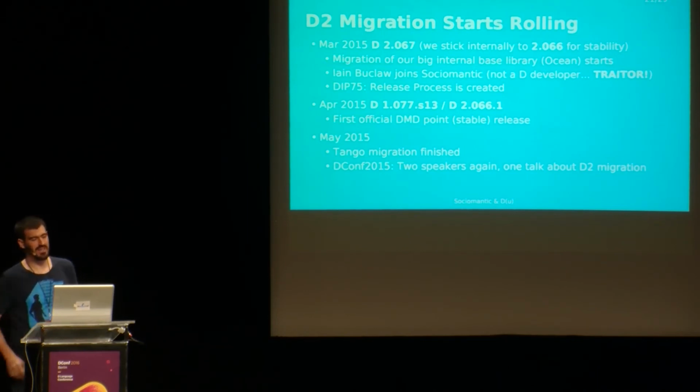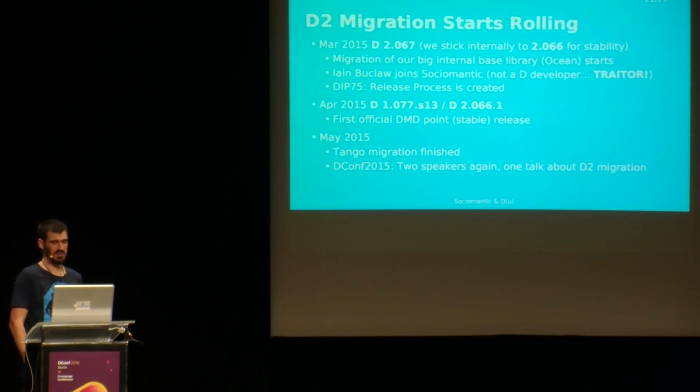But at that time, also DIP 75, the D improvement proposal about the release process, is created, which is a thumbs up. We really need more of that. And because of that, I think we had the first DMD point release in April. That was D2.066.1. And we also kept releasing internal D1 versions.